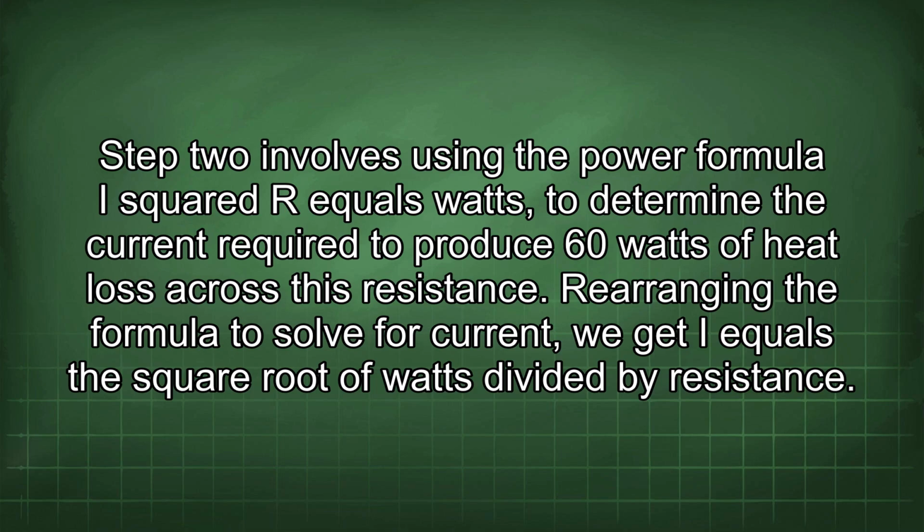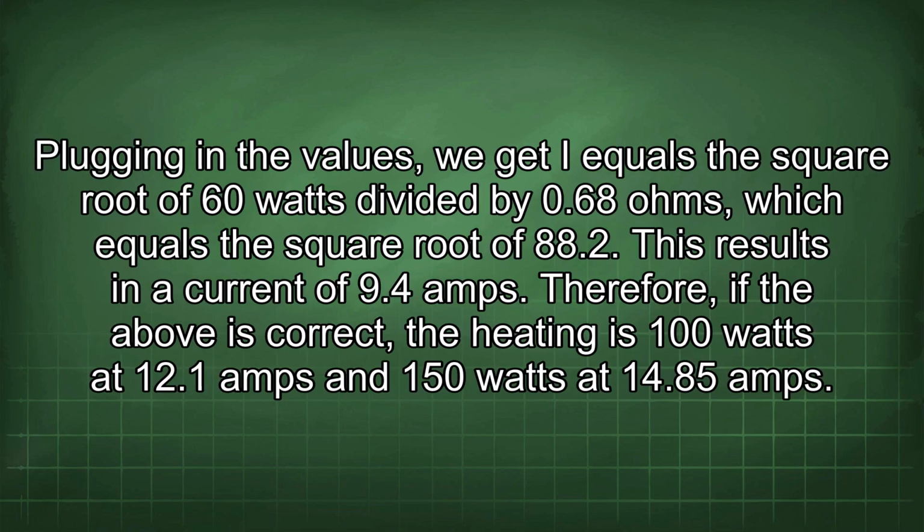Step 2 involves using the power formula I²R equals watts to determine the current required to produce 60 watts of heat loss across this resistance. Rearranging the formula to solve for current, we get I equals the square root of watts divided by resistance. Plugging in the values, we get I equals the square root of 60 watts divided by 0.68 ohms, which equals the square root of 88.2. This results in a current of 9.4 amps.